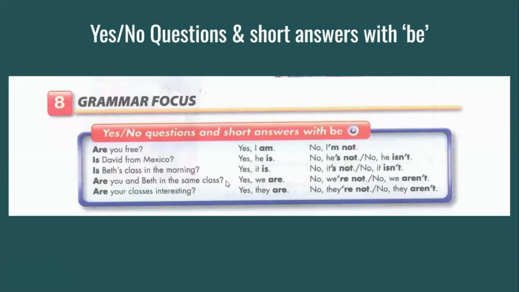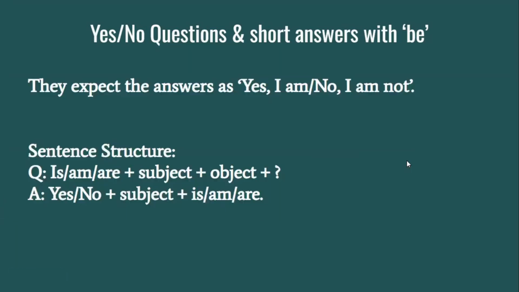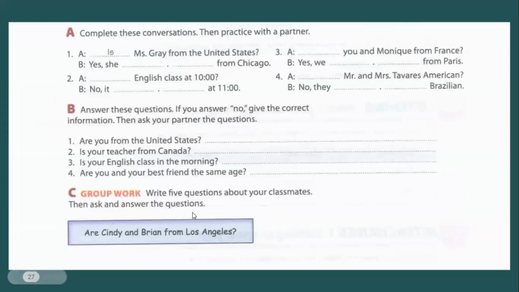Okay. So examples, are you free? Yes, I am, or no, I'm not. Is David from Mexico? Yes, he is, or no, he is not. Next, you have the exercise. I want you to do this exercise first, where you use the same, and you have to use the full sentences here. So do not get confused. Whenever you give wrong information or your answer is no, then you will give the right information. Is English class at 10? No, it is not. It is at 11.